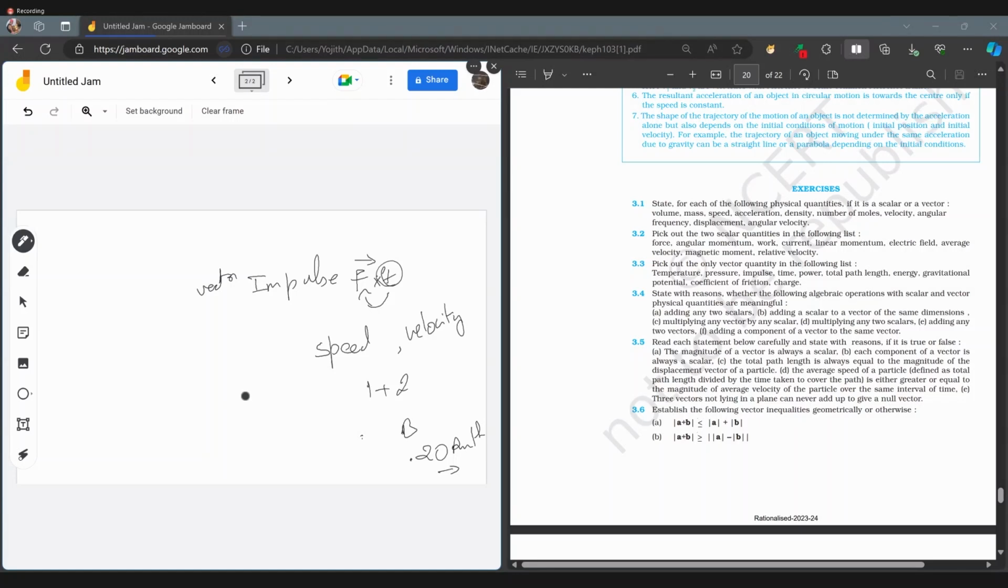Okay, so now let us say there's a car B going at 20 kilometers per hour in the right direction. This is the velocity of the car. It is giving a magnitude and a direction.